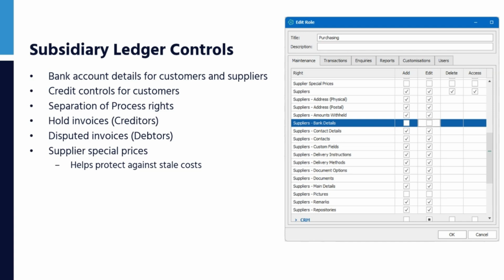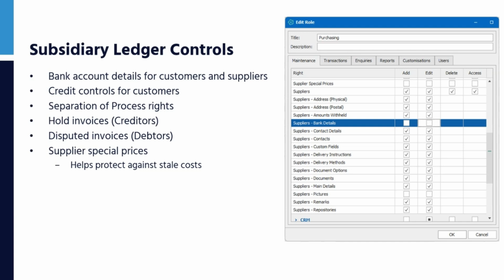Similarly, we have credit controls on customers, so that can limit the risk to the business by having things like credit limits and trading terms. There's also the separation of processing rights. So if you've got a lot of mundane transactions that need processing, you could have someone fairly junior in the organization key those transactions into the system, and then someone more senior can come along, open those transactions up, check them, and then process them. So that's also pretty handy.